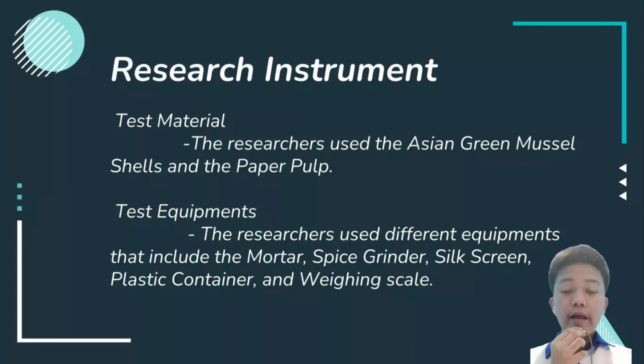I'm back again and I'm here to discuss the research instruments of our study. So first is the test material. The researchers used the Asian green mussel shells and the paper pulp. The second is the test equipment. The researchers used different equipment that includes the mortar, spice grinder, silk screen, plastic container, and the weighing scale. That's all for our research instruments.